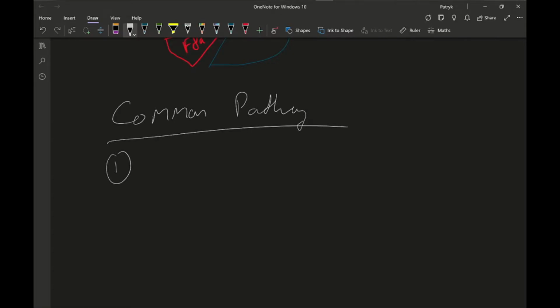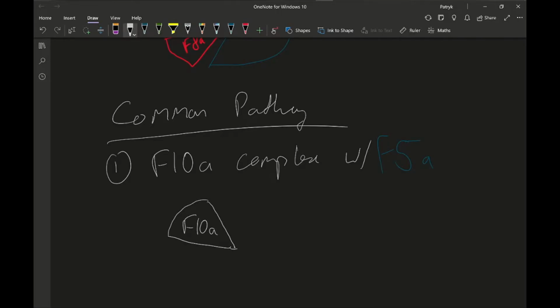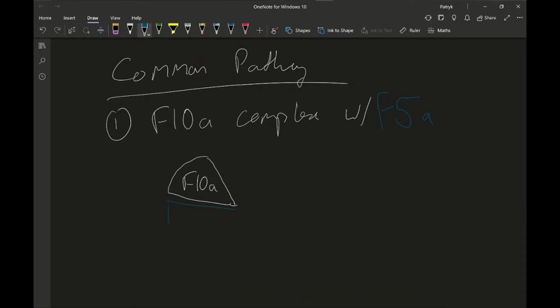So now if we move on to the common pathway, both the intrinsic and extrinsic make this factor 10A. What that firstly does is form a complex with factor 5A. Let's just get the diagram up again. Not very good at drawing pies. So factor 10A and factor 5A form a big complex with our special guest, prothrombin.